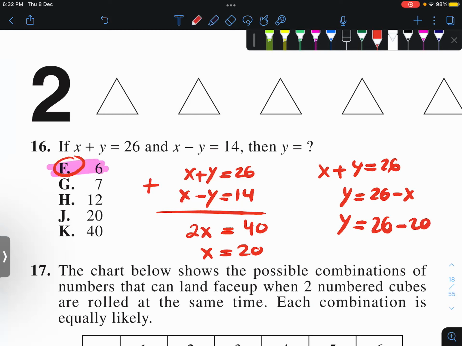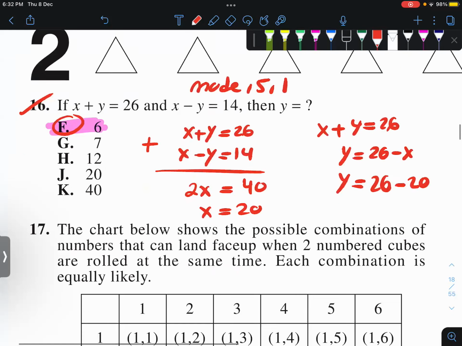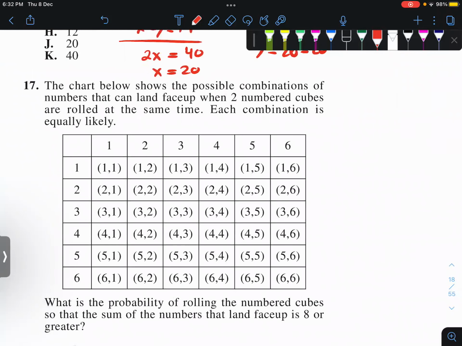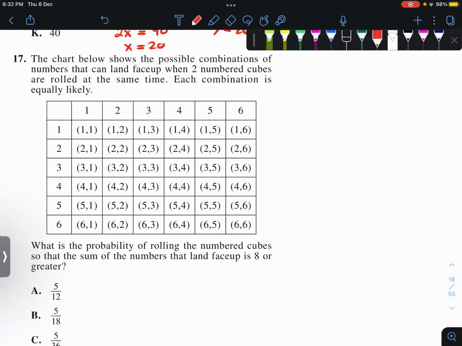Yes. Okay, or you can do it like this from the beginning, using mode 51 on the calculator and solving for y. The chart below shows the possible combinations of the numbers that can land face up when two numbered cubes are tossed or rolled at the same time. Each combination is equally likely to happen. What is the probability of rolling the number cubes so that the sum of the numbers that land face up is 8 or greater?